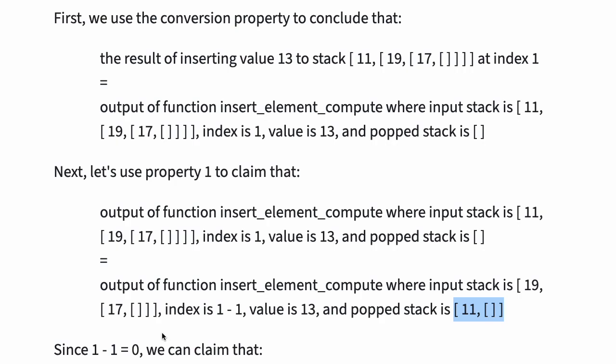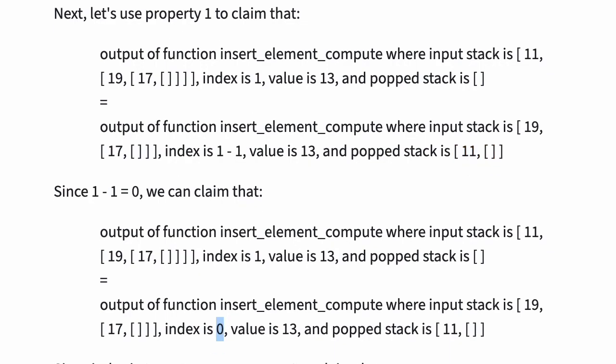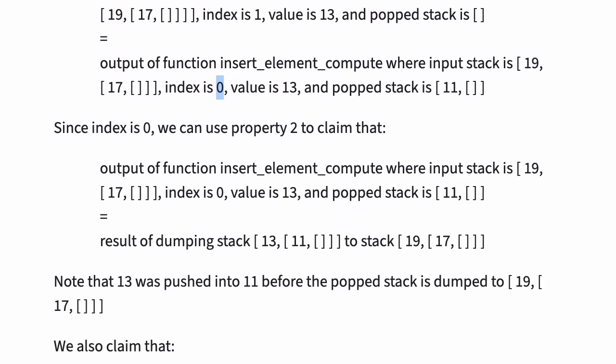Since 1 minus 1 is 0, we can substitute 0 into 1 minus 1. Since index is 0, we can use property 2 to claim that the output of the insert_element_compute function, where the input stack is 19, 17, index is 0, value is 13, and pop stack is 11, is equal to the result of dumping stack 13, 11 to stack 19, 17. Note that 13 was pushed into 11 before the pop stack is dumped to 19, 17.